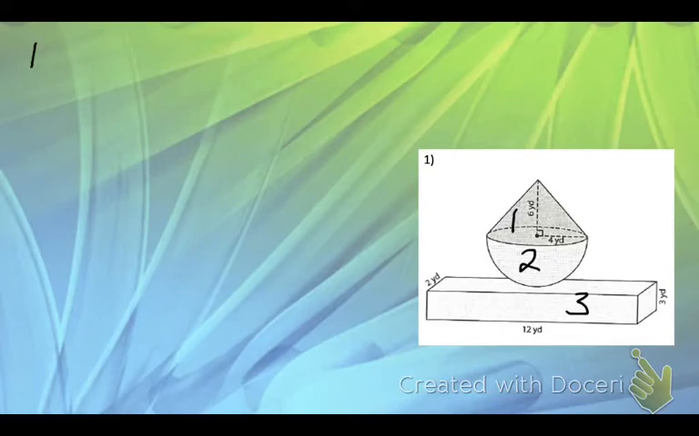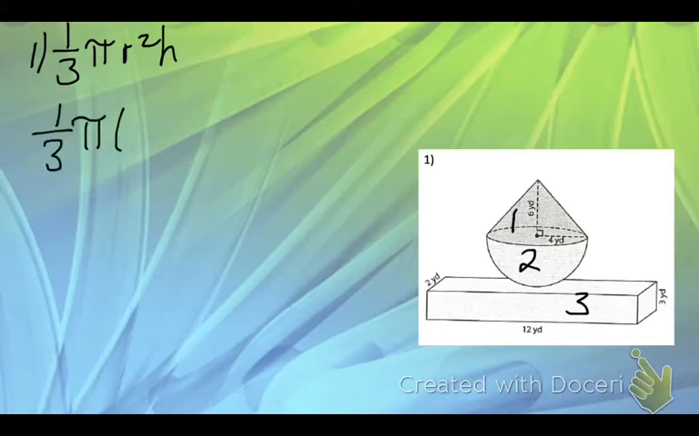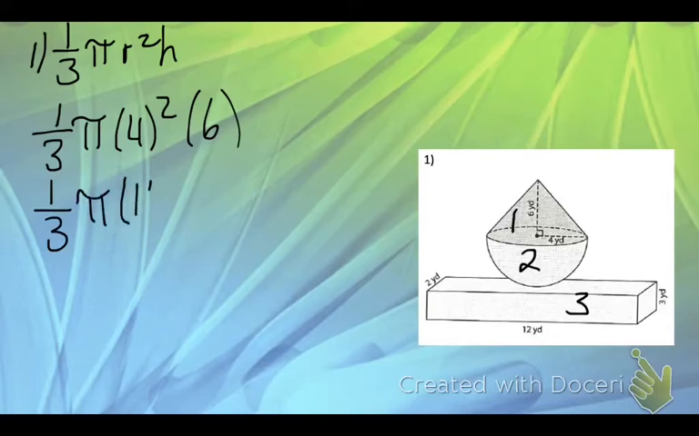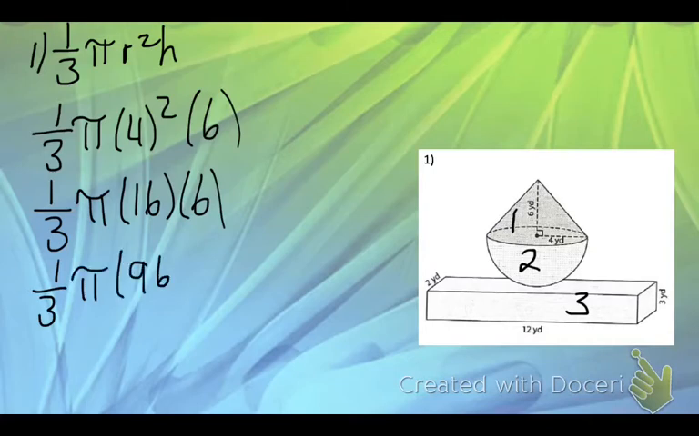So I'm going to start with the cone, which is 1/3 pi r squared h. All right, so I just plug in my numbers. R is 4 and h is 6. So 1/3 pi 4 squared times 6. And then I'm going to do the same thing that I did on the cone video. I'm going to square the 4 next. So 1/3 pi times 16 times 6. Right, 16 times 6 is 96. So 1/3 pi times 96.